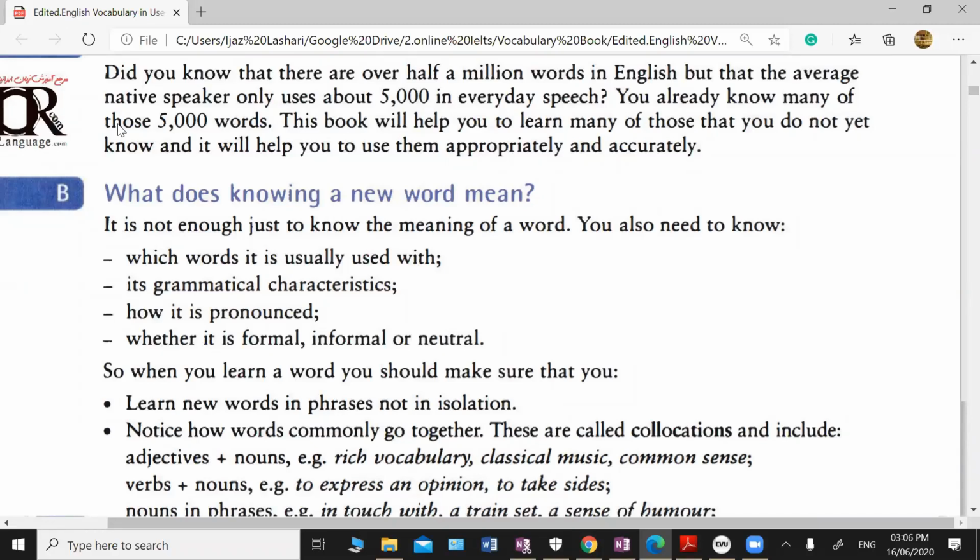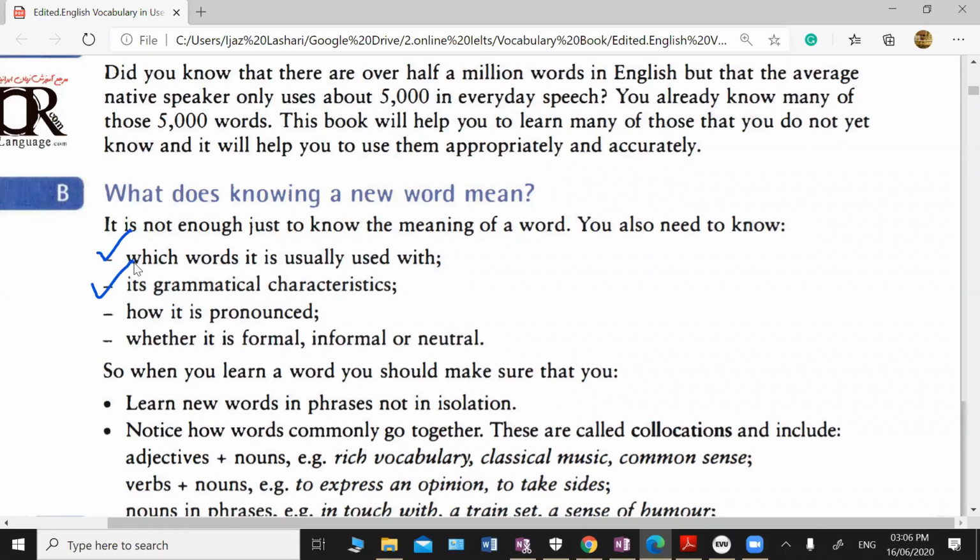From today, every time you look at a word, you must remember one thing. You must ask these questions to yourself. First question is, which words it is usually used with. I mean, the word which you are learning, in which context is this word used, which other words are associated with this word. And the second thing is, what is its grammatical structure? What is the grammatical characteristic of this word?